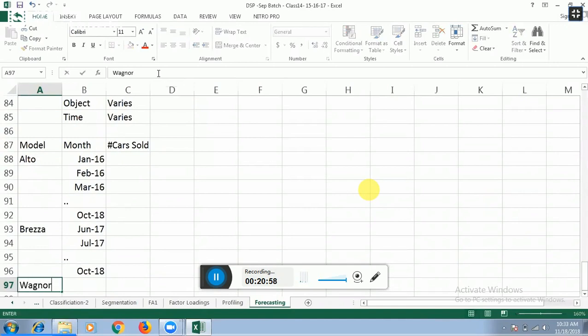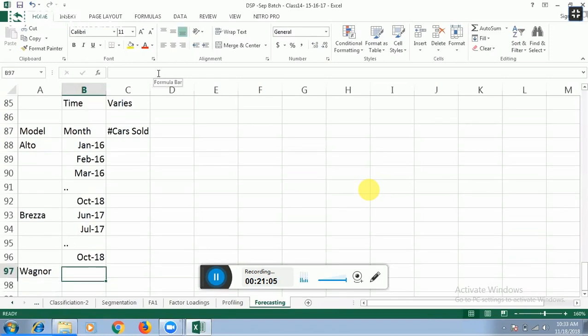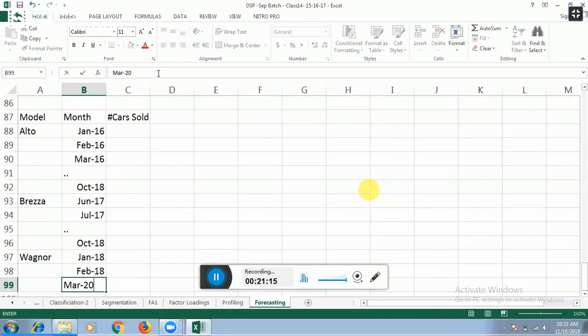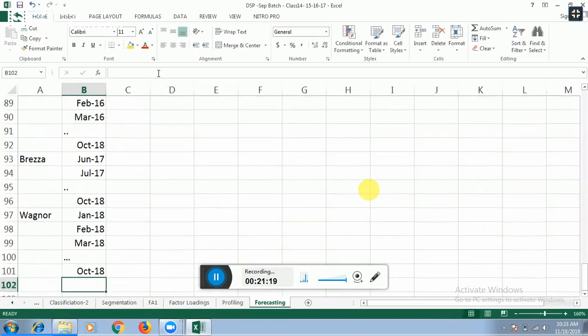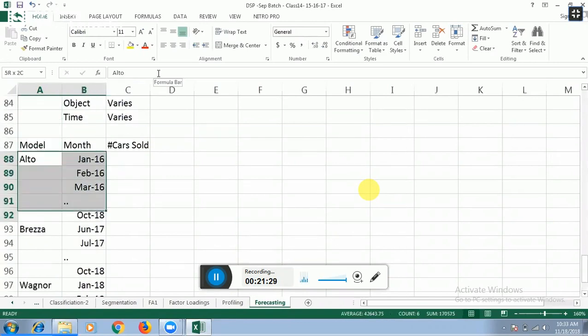So Wagoner also is an old model, and of course the most recent model they got is an automated model. The automated model launched maybe 6 months back, maybe 7 months back. Then January 2018, February 2018, March 2018, and so on, till October 2018. Of course, in this case you have only 10 months of data. In this case you have almost 14-15 months of data. In this case you have almost 50 months of data, or maybe 36 months of data.